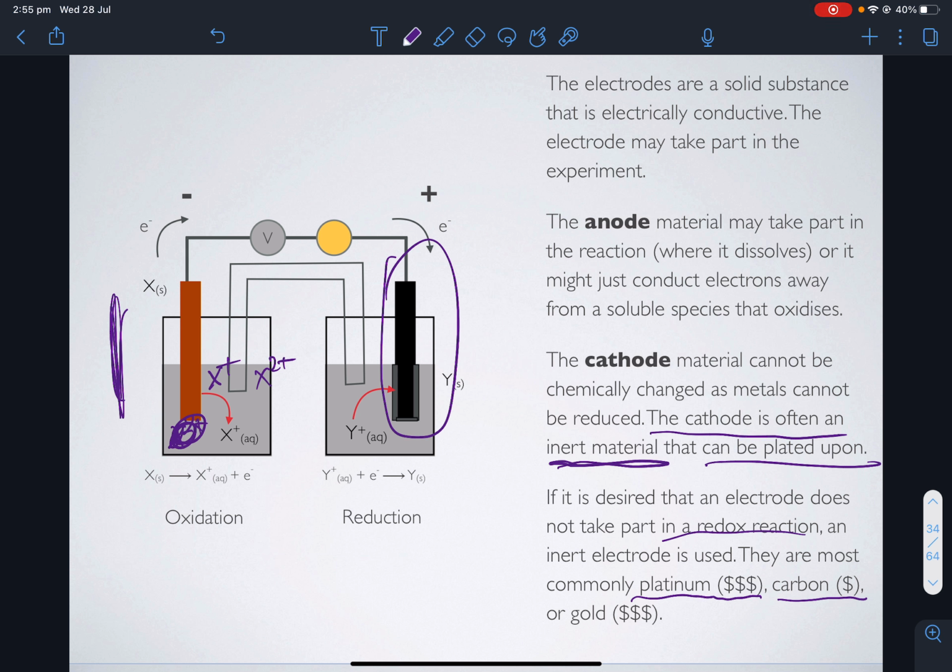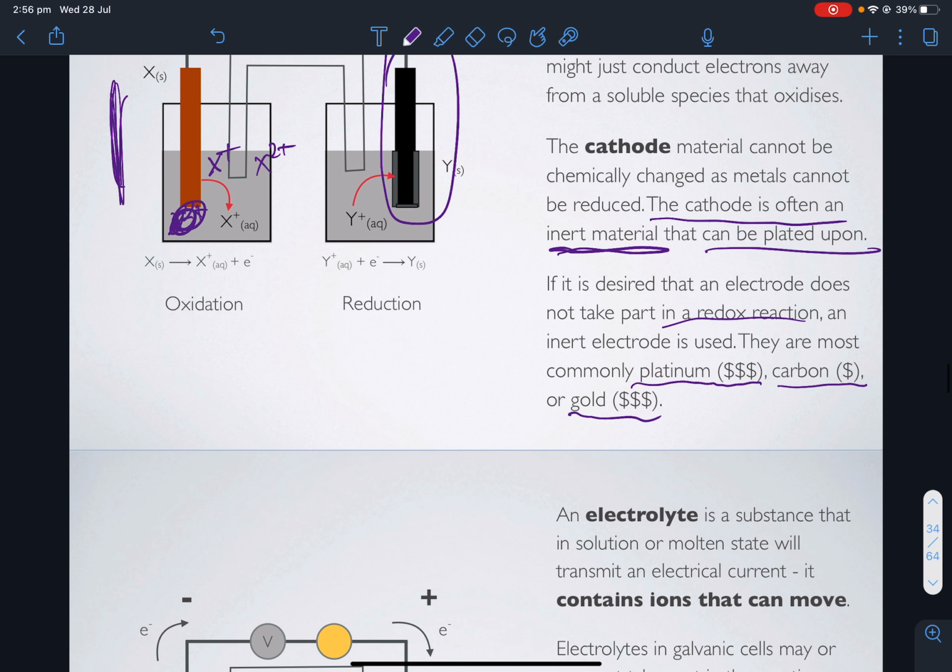So carbon is a nice cheap option, and that's the one that we tend to use if we want an inert electrode in our school lab, because schools are poor. Anyway, look at the other option, gold. I don't think we're holding on to gold electrodes. So usually if you're asked in the exam, the more common ones to come up with are: we could use platinum, but if you're low on money, you could use carbon if you want an inert electrode.